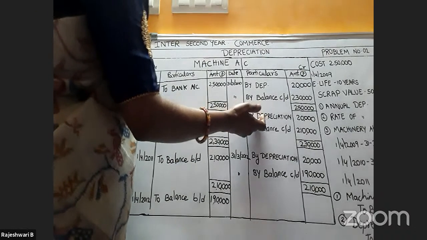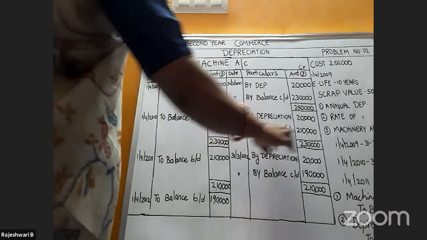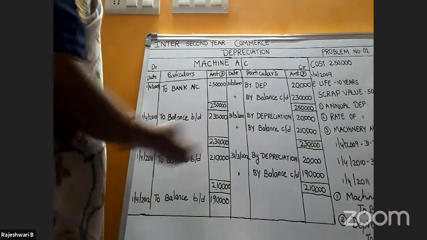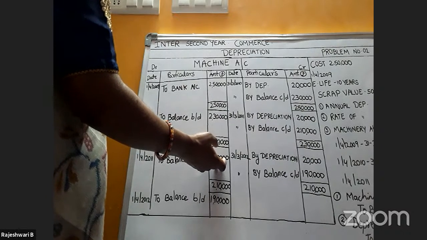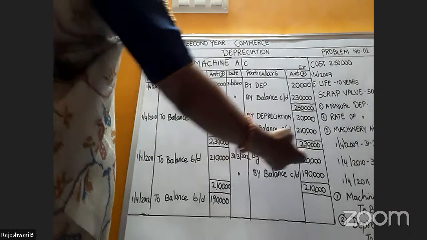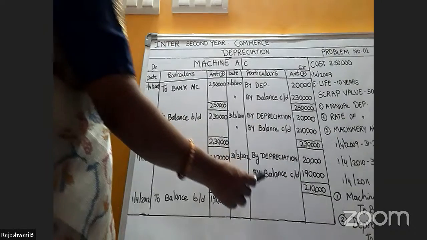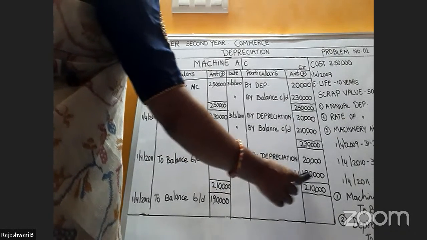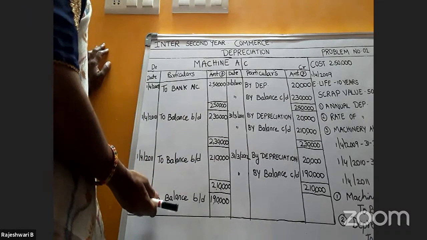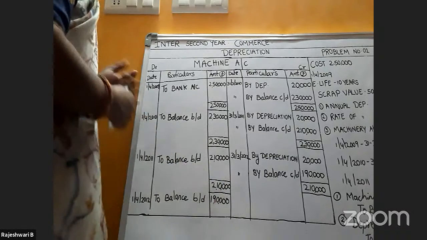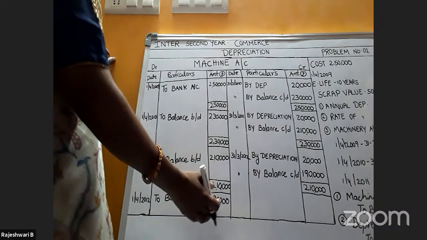Next year, the depreciation is the same, 20,000. The balance amount is 2,10,000, which becomes next year's opening balance, balance brought down. Depreciation is 20,000. For the third year also 20,000. By balance carried down, 1,90,000. The remaining amount will be transferred to next year as balance brought down, 1,90,000.